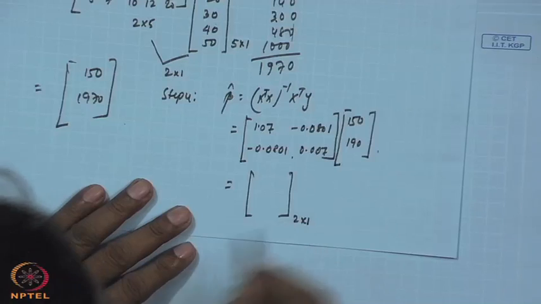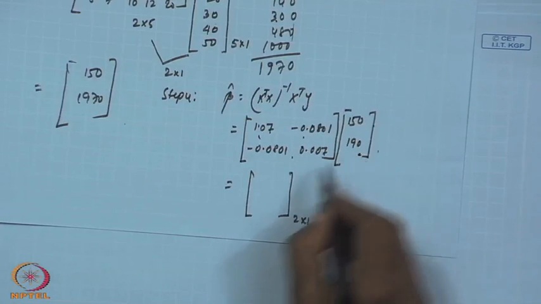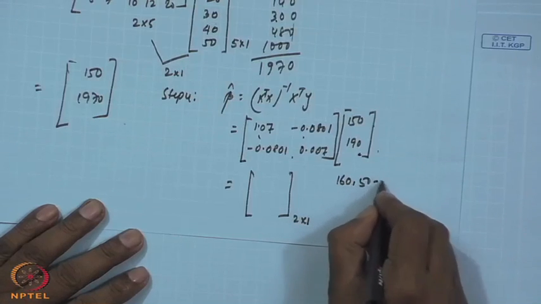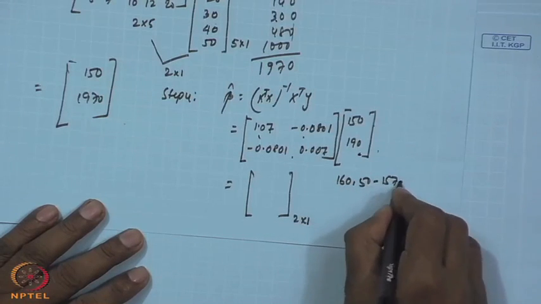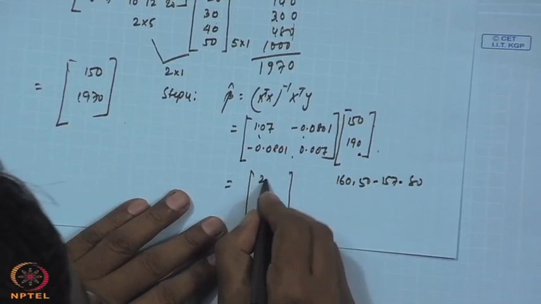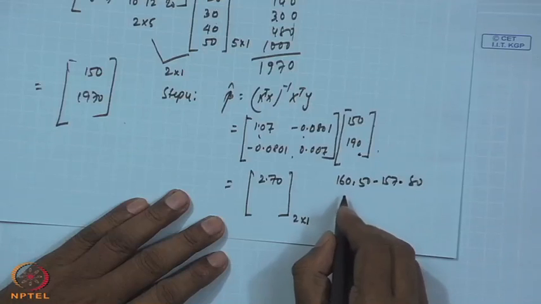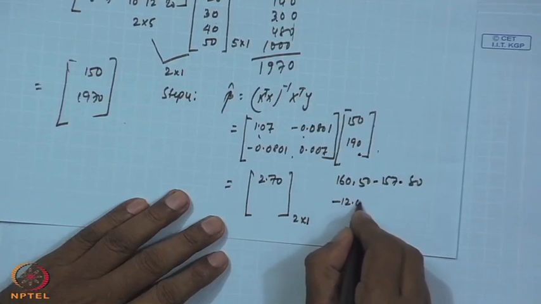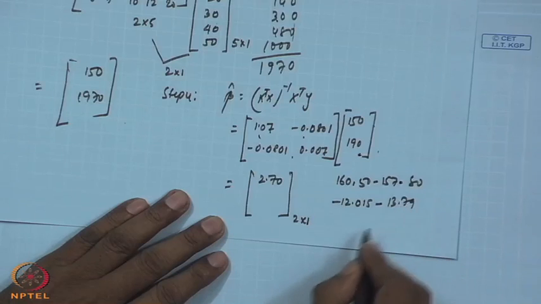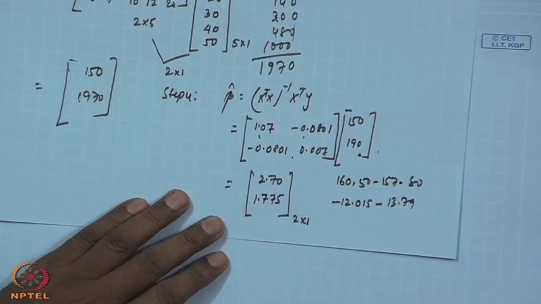This is 2 cross 2 into 2 cross 1, so it will be 2 cross 1. This into this minus this into this, the quantity will become like this: 160.50 minus 157.80, and it will become 2.70. Similarly, the other one will become minus 12.015 minus 13.79. The resultant quantity will be 1.775.